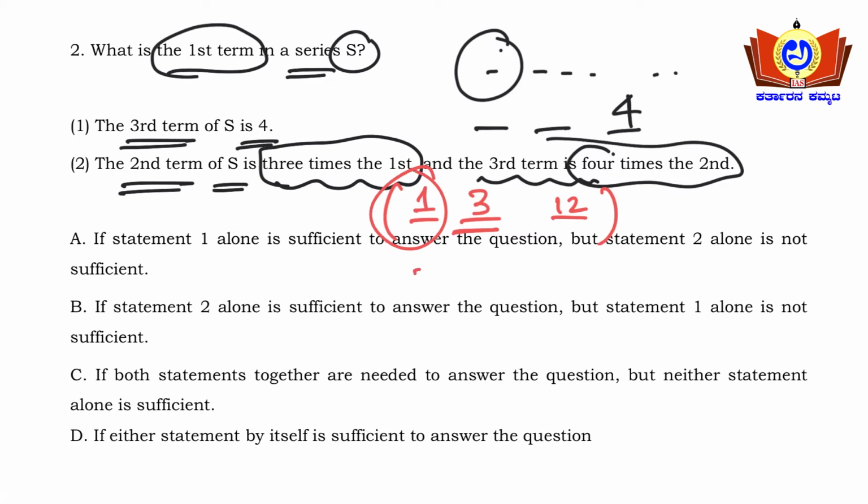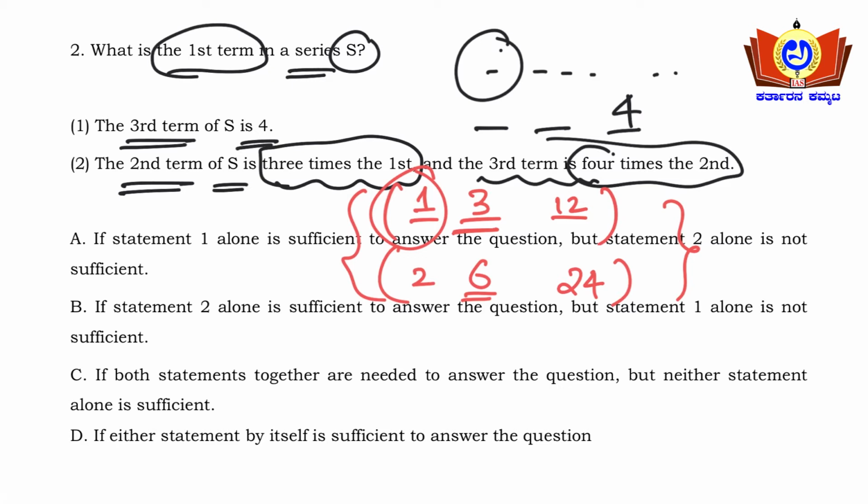If you assume the number 2, then the second term will be 3 times the first, so 3 2s are 6 here, and the third term will be 4 times the second, so 6 4s are 24. See here, you will not be able to tell exactly what the number in the first term is. There will be multiple options here, friends, if you consider statement 2 alone.